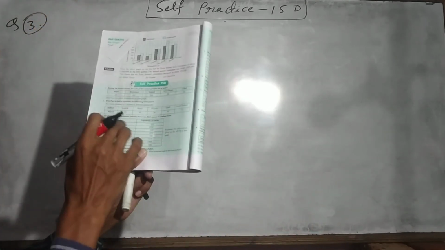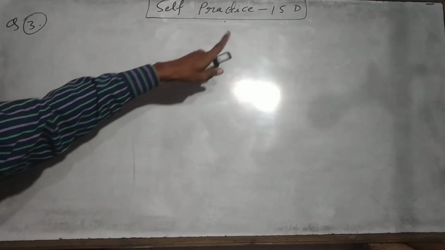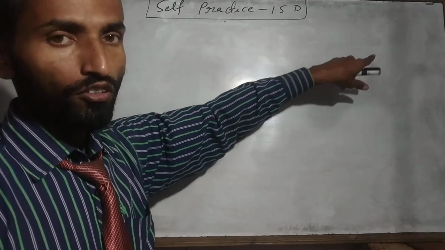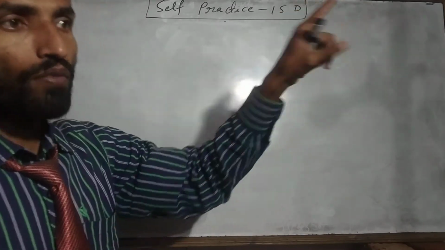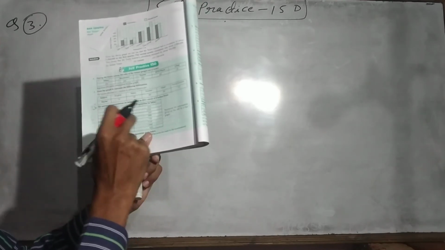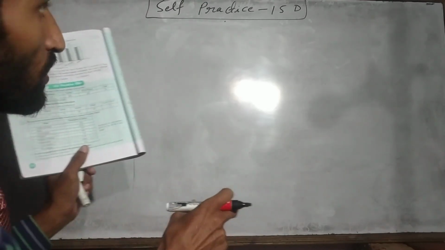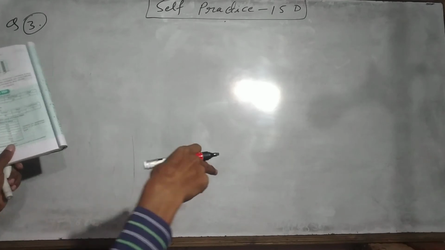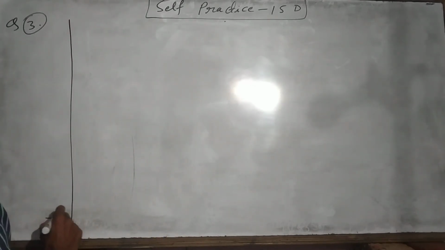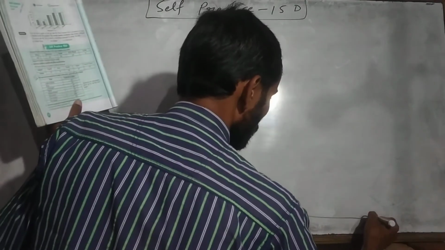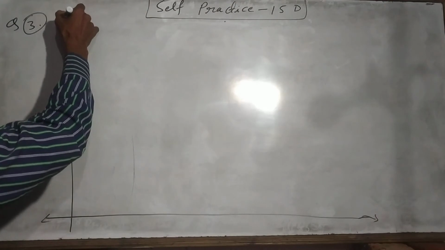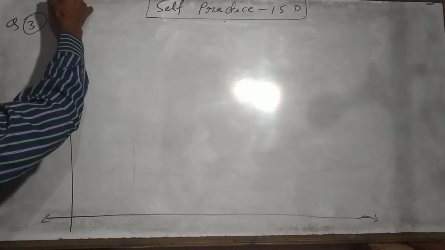First of all, I have used so much space that I will not draw this table on the board. But you have to draw this table. You have to write each component value in the table also. Now I will directly draw the bar graph here. We will draw the x-axis and y-axis here. This one is the x-axis, and this one is the y-axis.